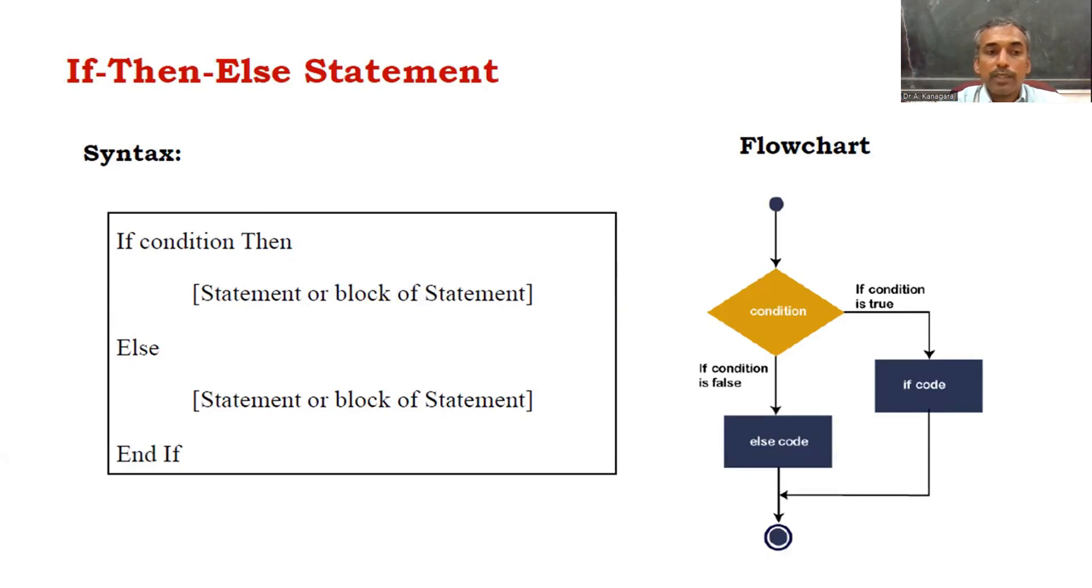Another concept is the If Then Else statement. In the If Then Else statement, a true block and a false block will be there. If our given condition is true, then control will get into the true block. If our given condition is not true, then control will get into the false block. Whatever code you have given inside the true block or inside the false block, based on the condition, it will get executed, and it will exit from the If Then Else statement.